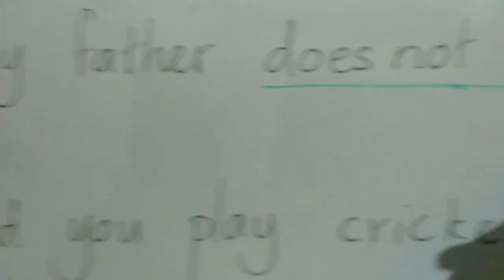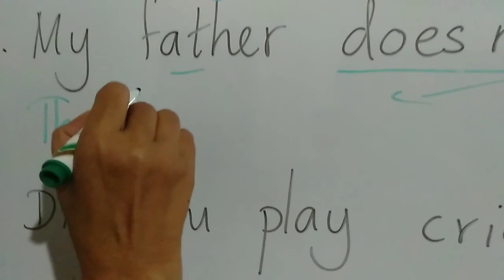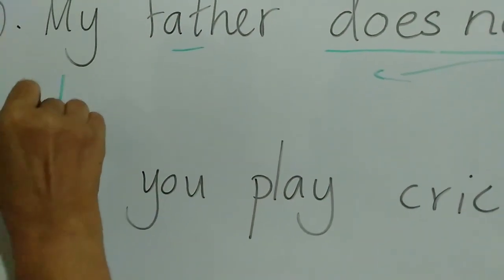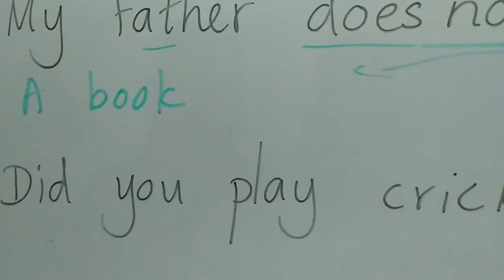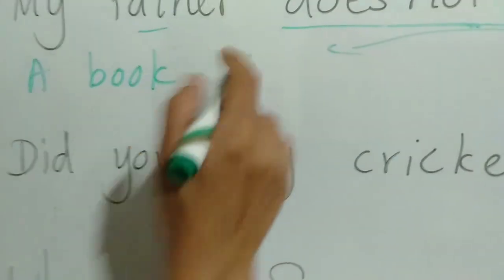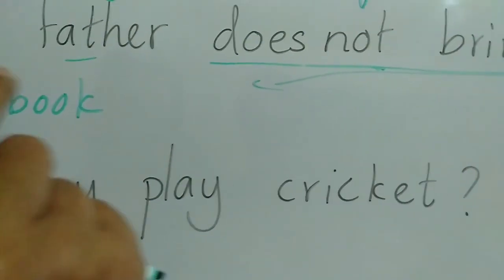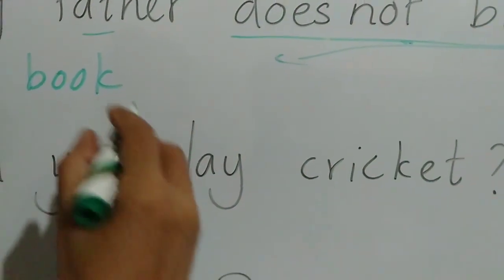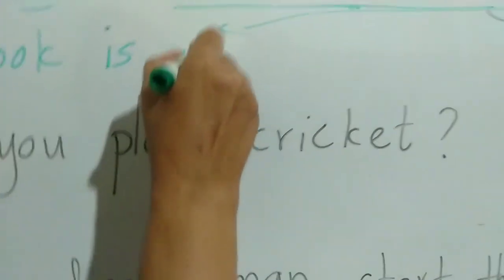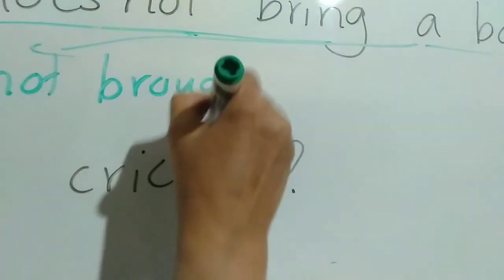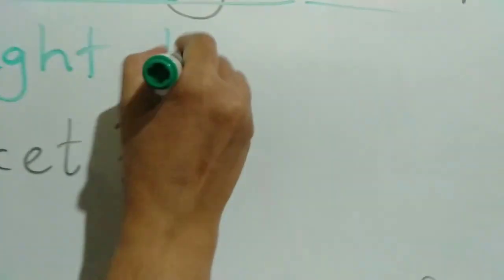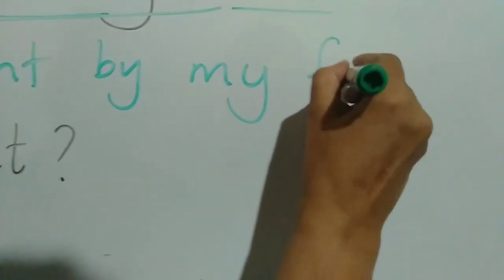My father is the subject, a book is the object. You just mark it, okay? Does not bring is the verb. Then we take the book here, a book, then singular. What is the rule you apply for the present tense? Am, is, are plus past participle. A book is not, participle form of this, bring, brought, by my father.